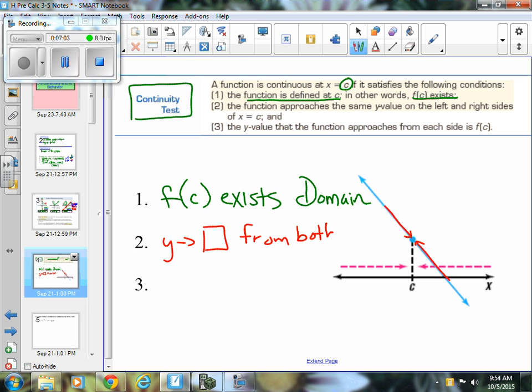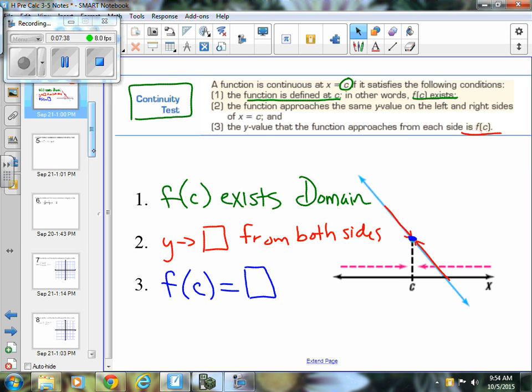All right, step number 3. Not only does it approach, so as it gets closer and closer, it actually is f of C. It equals that number. So the 3rd step in your continuity test is that f of C is actually equal to, I'm using the same box as in number 2, the same number that you'd fill in. It actually equals that value. Not only does it approach it, it equals it. So step number 1, does it exist? That's your domain. Step number 2, does it approach the same number from both sides? And step number 3 is, does it equal that number? We're going to walk through a few examples to look at how that plays out.